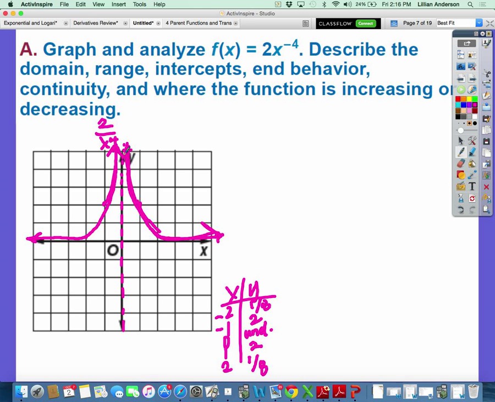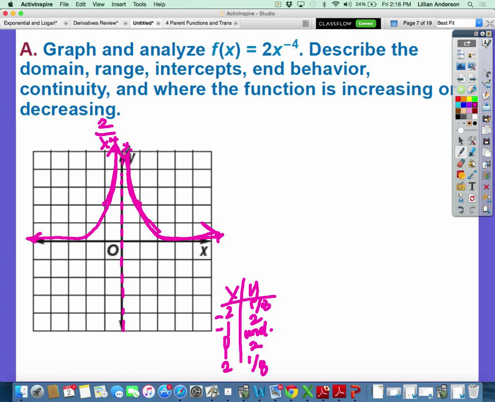All even negative power functions are going to look like that. So x to the negative 2, x to the negative 6, they're all going to look like that.